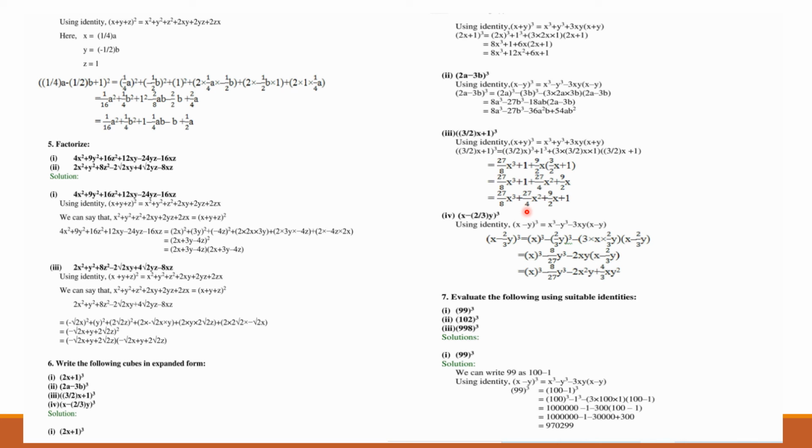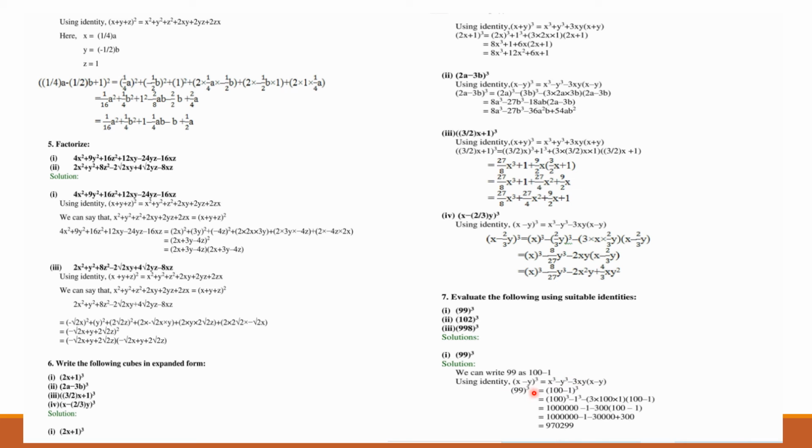Now question number 7. You have to evaluate the following using suitable identities. Using the identities, you have to find the solution. 99 cube: simply you know it is 99 into 99 into 99, but using the identity, you have to solve it. So how can you split 99? It is 100 minus 1. 99 cube means 100 minus 1 whole cube.